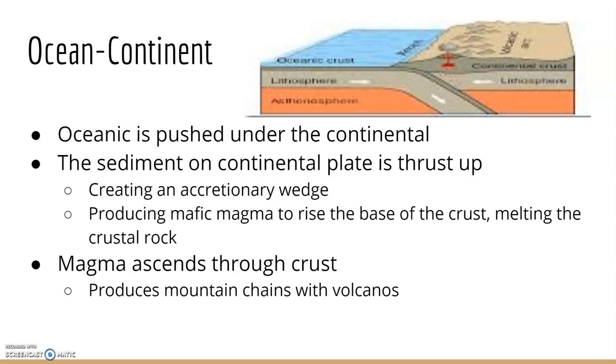But because of this wedge, it will produce mafic magma to rise to the base of the crust, melting the crustal rock. So as the magma ascends through the crust, it produces mountain chains with volcanoes. Along with these volcanoes, they can be dormant. They can also just be mountains and not have magma inside them.